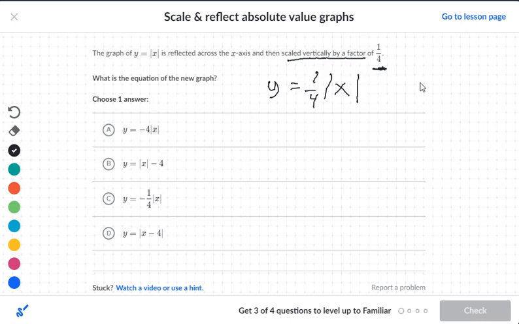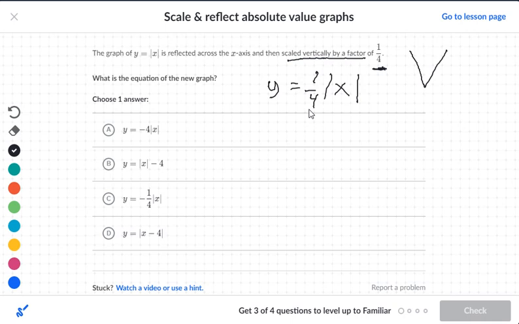Notice the 1/4 is also positive, and we have the absolute value sign, so we know we're dealing with a letter V here. So the graph itself would be opening up and going upward, and the 1/4 not only gives it the direction of going up and down, but it also tells you how wide the letter V is. So if we look at the possible choices here, we see which equation is equivalent to it. So what's the equation of the new graph?